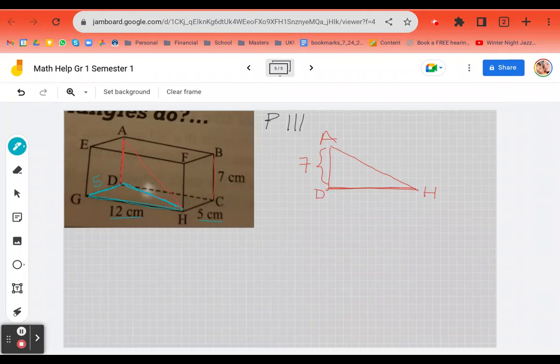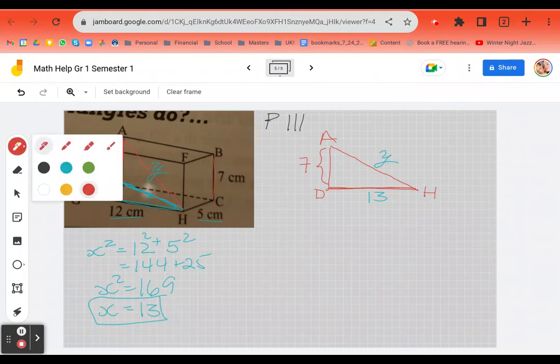I'm going to call this x. X squared equals 12 squared plus 5 squared. That's 144 plus 25 equals 169. And x equals the square root of that, which is 13. How cool is that? So now we know this one. So now we can put that here into our formula. So now we're going to try to find this, which is y.